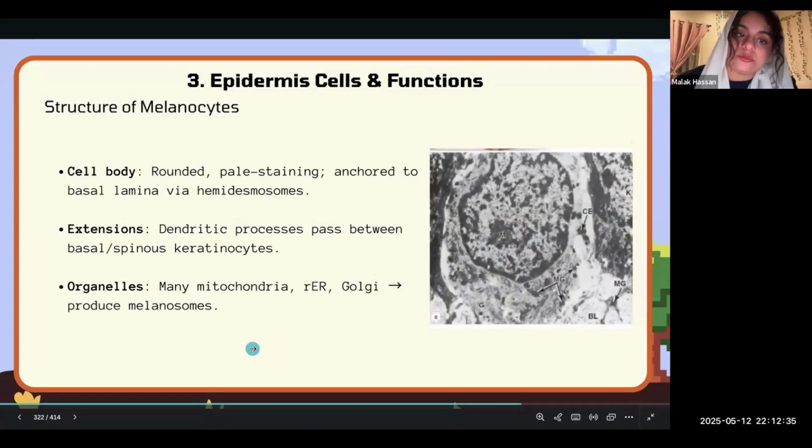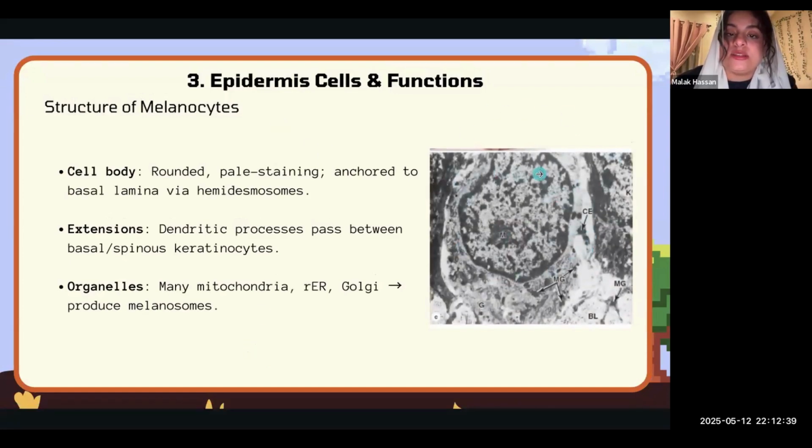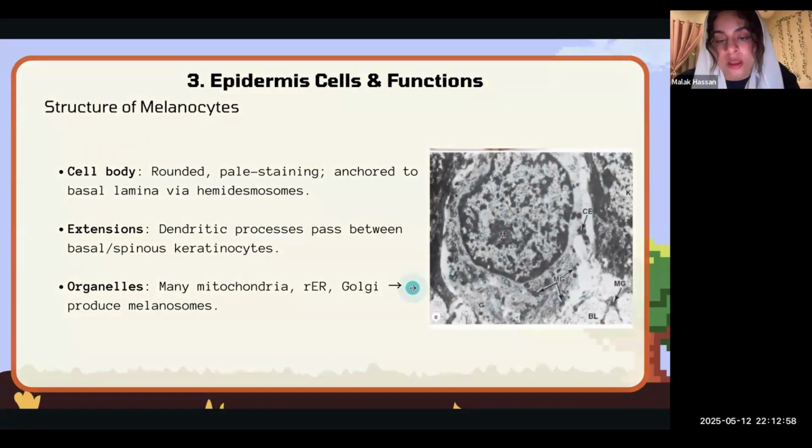Now, the structure of melanocytes. They're usually very rounded cell bodies, very pale staining, and they're anchored to the basal lamina via hemidesmosomes. And they have extensions, so they have dendritic processes, and they pass between the basal and spinous keratinocytes. And they have many mitochondria, rough endoplasmic reticulum, and Golgi, because these produce the melanin and the melanosomes.